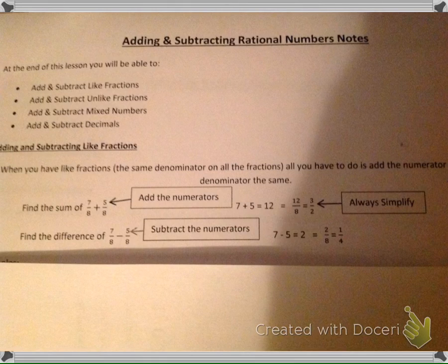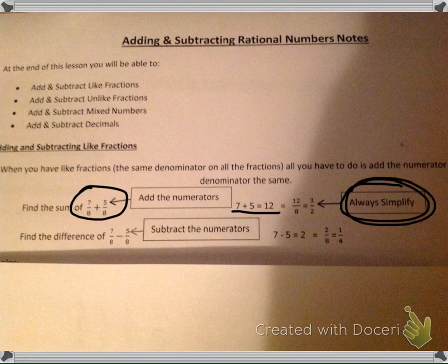So if you look at what I have here, you're finding the sum of 7/8 and 5/8. All you're going to do is add the numerators. 7 plus 5 equals 12. And then you put that over the same denominator, so 12 over 8. And you must always simplify. That's very, very important. Okay?